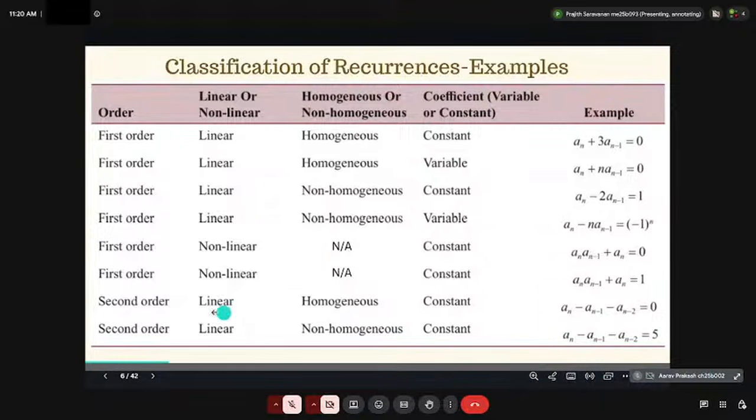Next, we have second order ones. These are second order recurrences, called so because the difference between the highest order term and the lowest one is 2. So n minus (n minus 2) is 2. So that will be second order. It is a linear recurrence. There's no non-linear term. This one is homogeneous because there's a 0 in the RHS, and this one is non-homogeneous as there's a 5 over here. We'll learn to solve most of these.